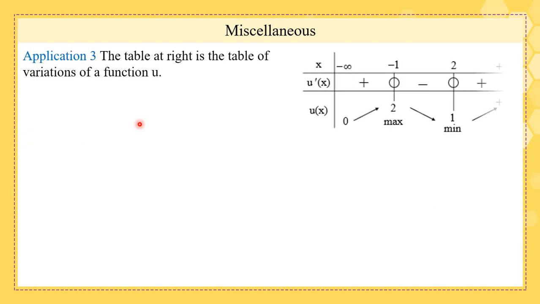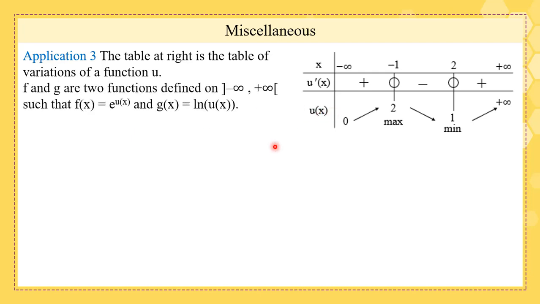Now let's see the third application. This table is the table of variations of a function u. f and g are two functions that are defined on minus infinity to plus infinity as f of x is e to the power u of x and g of x is ln of u of x. Now the first question asks to determine the limit of f of x at minus infinity and at plus infinity. Try to do it alone and try to benefit from this table.